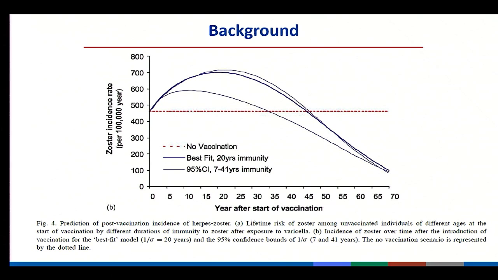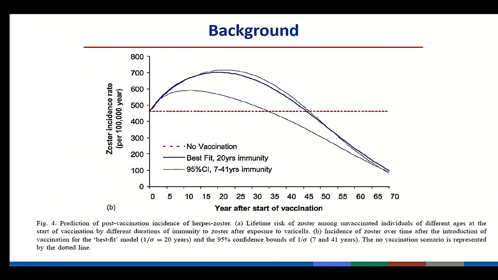And the two gray lines, representing sensitivity analyses, assume that zoster risk is reduced for either 7 or 41 years following varicella exposure. The base case model predicts that zoster rates will increase for the first 20 years after launch of varicella vaccination, peaking at levels about 50% higher than during the pre-vaccine era. Rates increase immediately and most rapidly upon introduction of vaccination. Incidence then declines as fewer and fewer individuals remain latently infected with wild-type VZV.